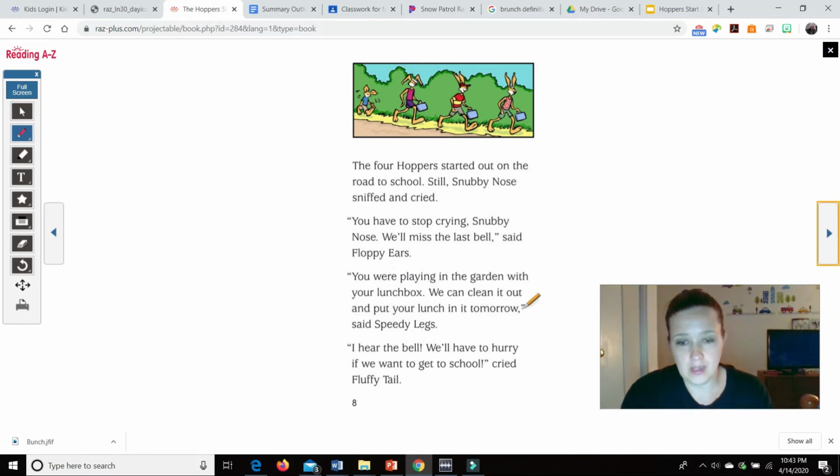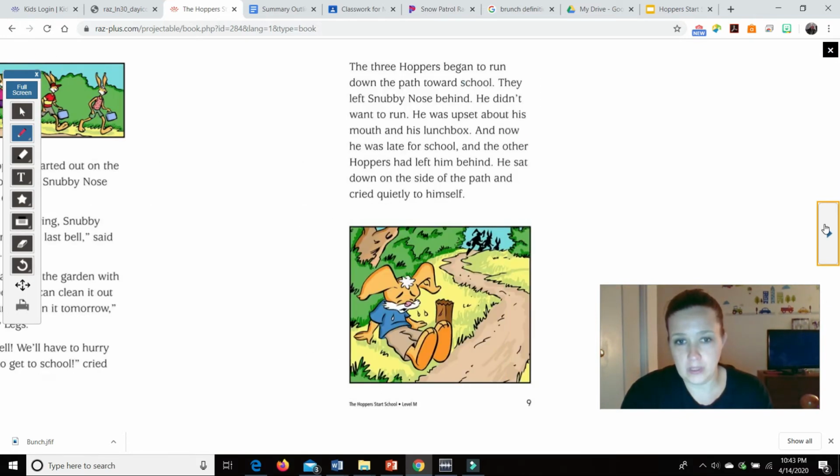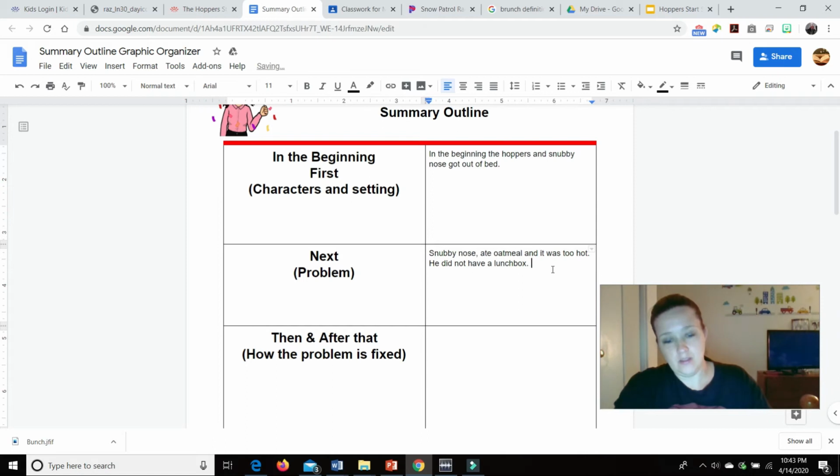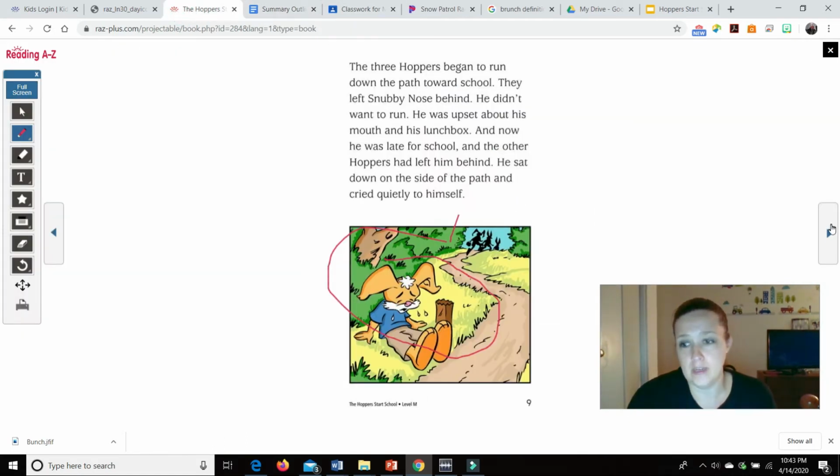So they're trying to hurry to school and get him to cheer up. And he just gives up. So here's another problem. Snubby Nose was sad and late for school. Okay, so he's got a few problems going on in this story. And he's feeling pretty sad for himself right now. Look at all those tears. He's feeling very sad.